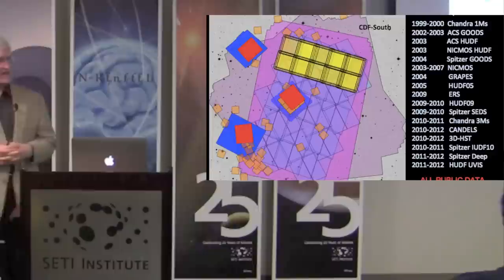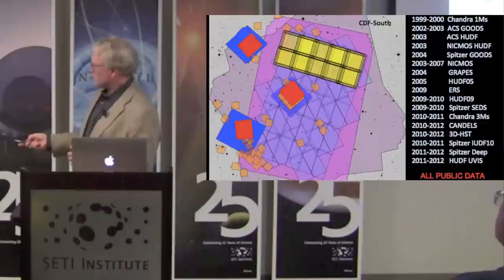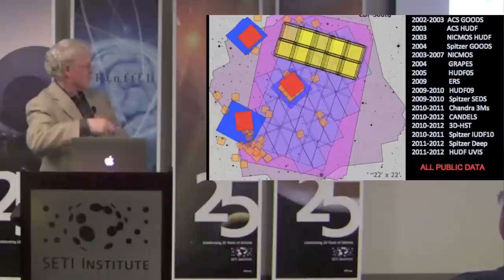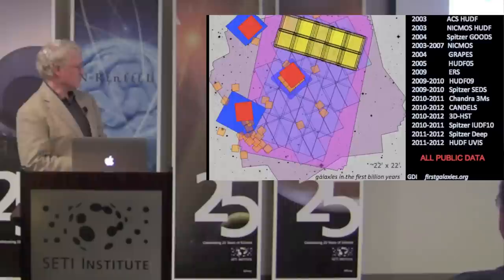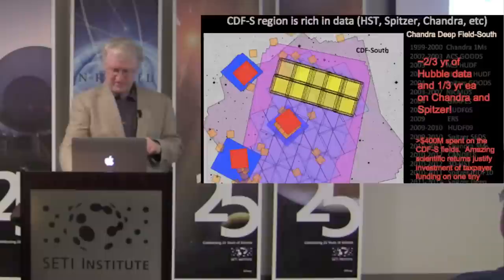I think the science has been so interesting that this region in the Chandra Deep Field South, around the Hubble Ultra Deep Field here, this red blob in the middle, is just awash with data from Chandra, from Spitzer, from Hubble over a long period of time. All these data sets were public. And so this has also made it a very powerful tool for astronomers overall to use.